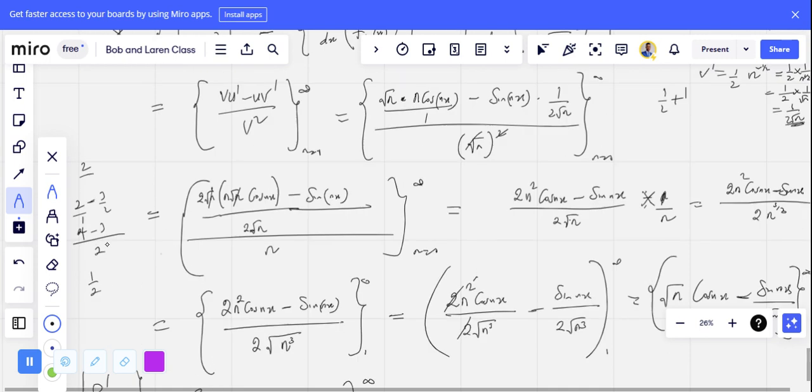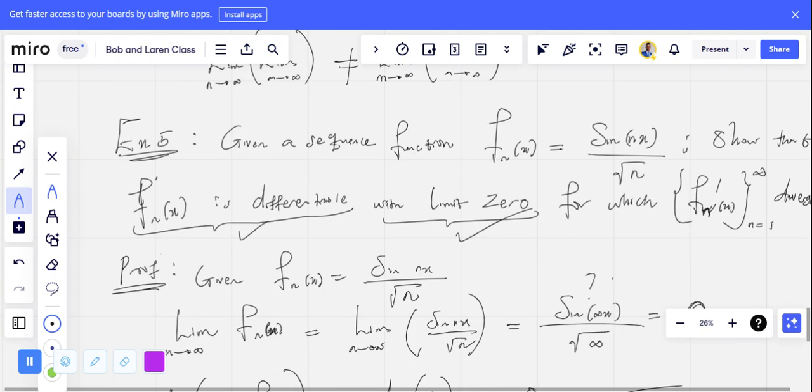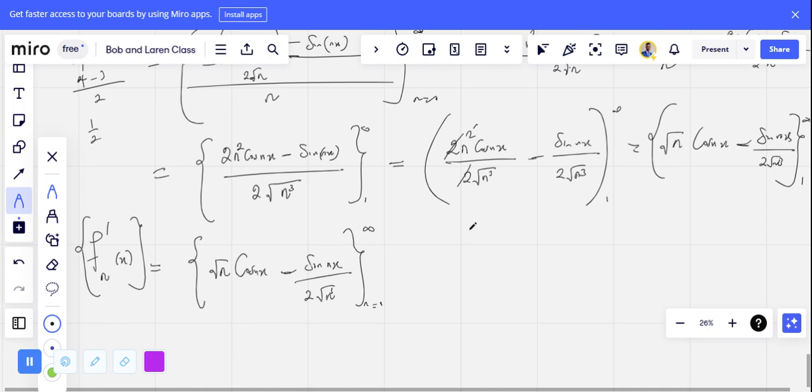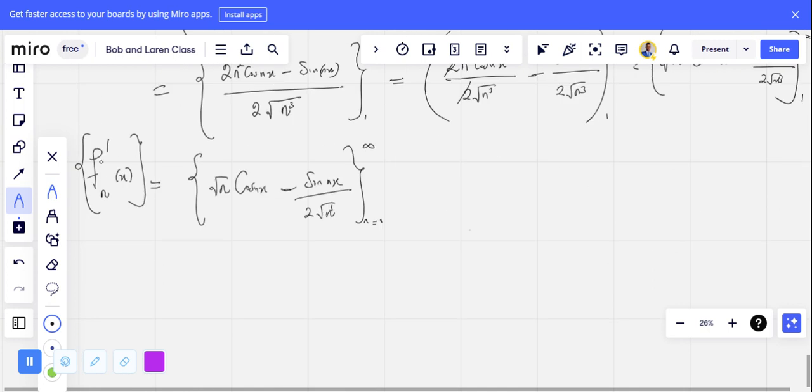Now the question says for which fn prime of x diverges. So let's show that this diverges. If you want to show that this derivative, this fn prime of x, diverges, that means you are trying to find the limit as n tends to infinity of that sequence of functions given to us, fn prime of x. If you notice that the result gives us infinity, it automatically diverges, and that ends the proof.